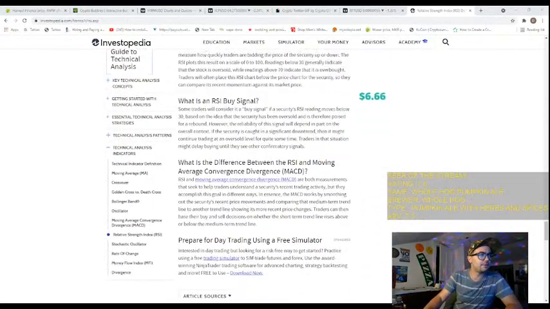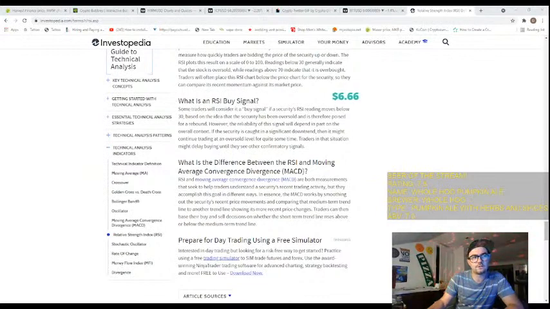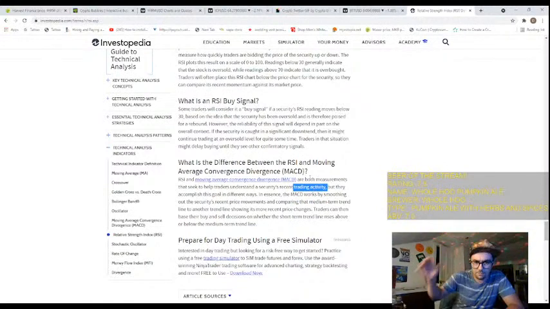This is another good part to read. What is the difference between RSI and moving average convergence divergence? RSI and MACD are both measurements that seek to help traders understand a security's recent trading activity. So the MACD and the RSI are showing you what the most recent trading strength is, up or down.